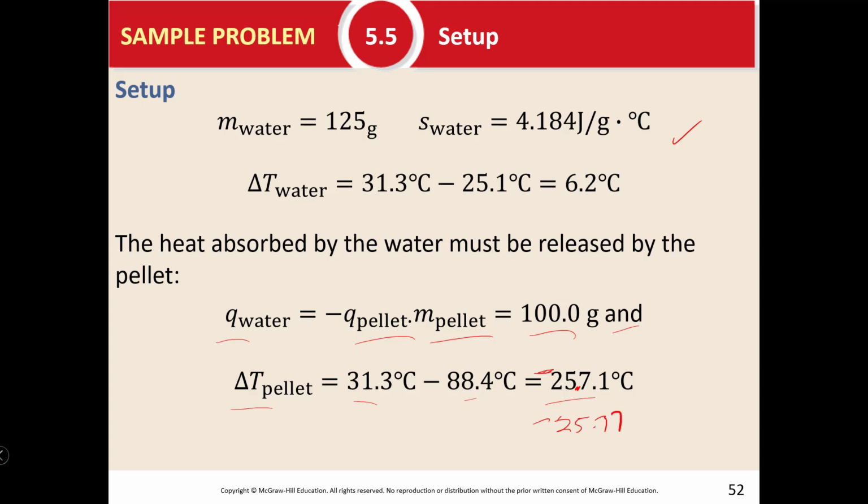Is that right? Let me check that. That doesn't look right at all. So we're going to say 31.3 minus 88.4. Oh, it's 57.1. All right, so let me tell you what's going on here. I've seen this multiple times. This 2 is actually a negative. So it's negative 57.1. There's a mistake there.